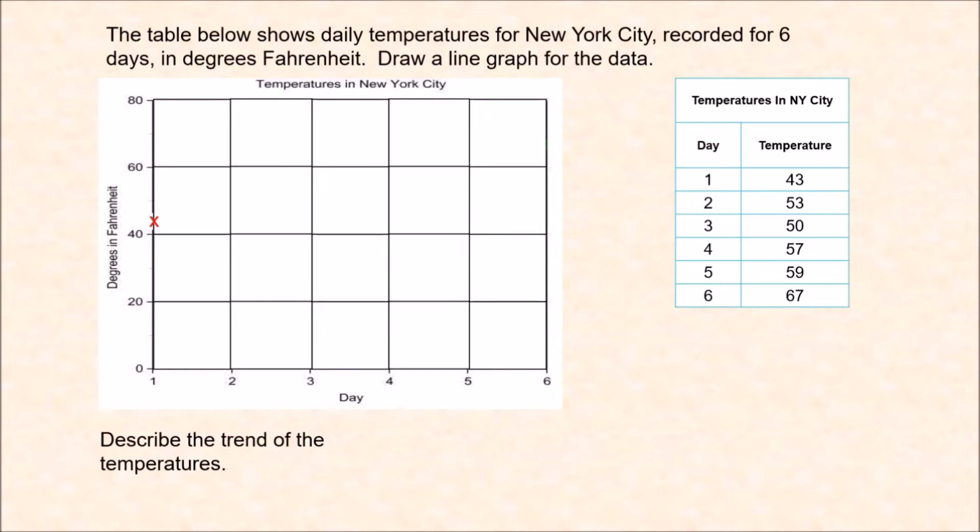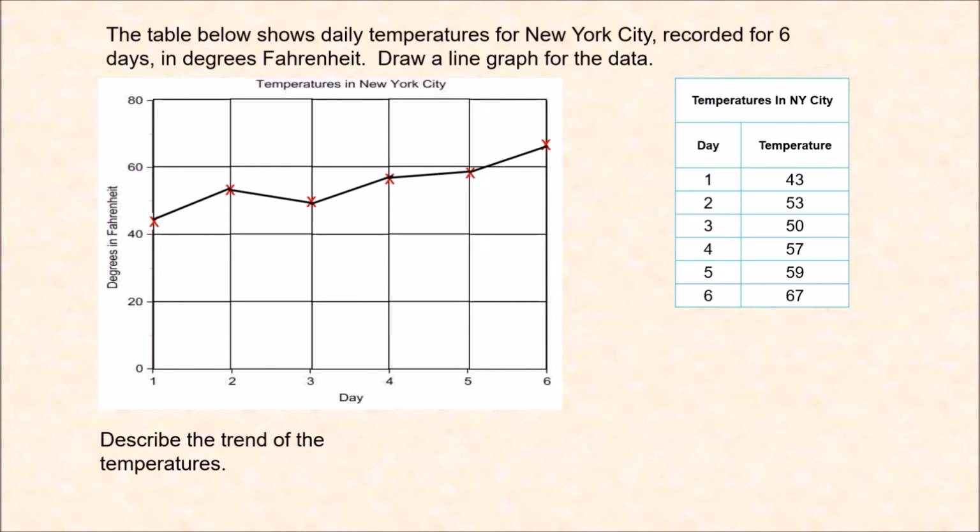Day 2 is 53 degrees, so (2, 53). Plot that point. Next, day 3, 50. Plot it. Day 4, 57. Day 5, 59. And day 6, 67. Now, connect these points and we have the line graph.